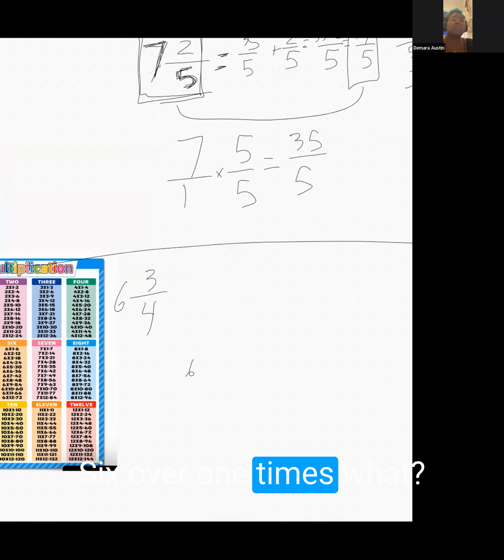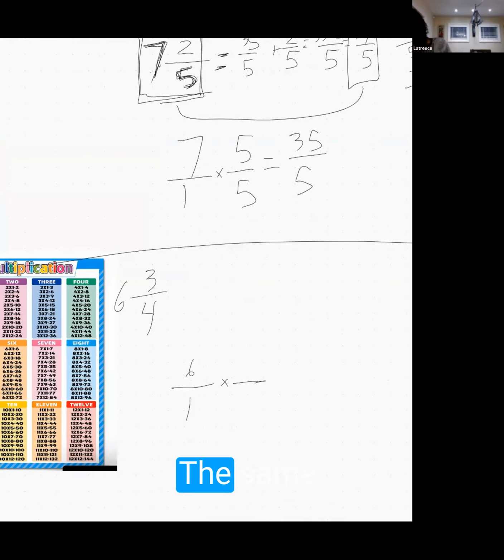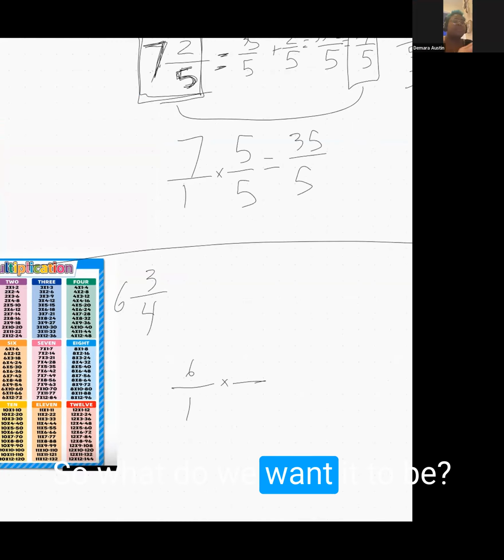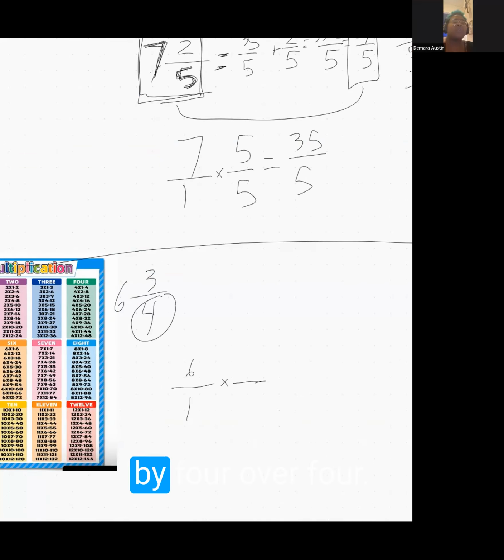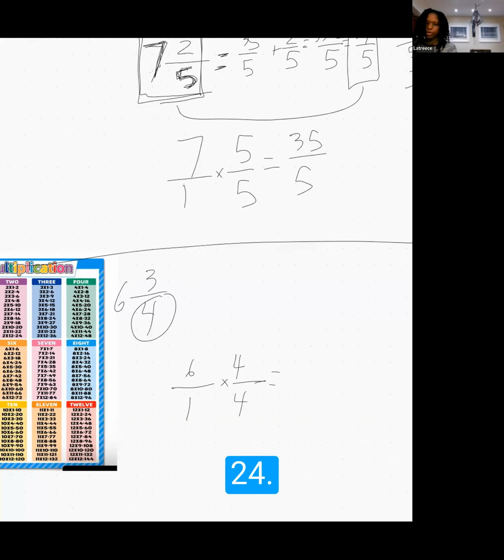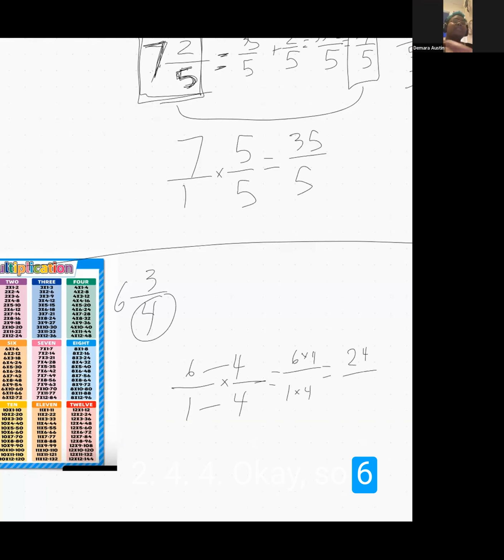6 over 1 times what over what? What do we want the denominator to be? The same. Yep. So what do we want it to be? The fourth. 4. So we're going to multiply by 4 over 4. What is 6 times 4? 24. And what's 1 times 4? 4. Okay, so 6 equals 24 over 4.